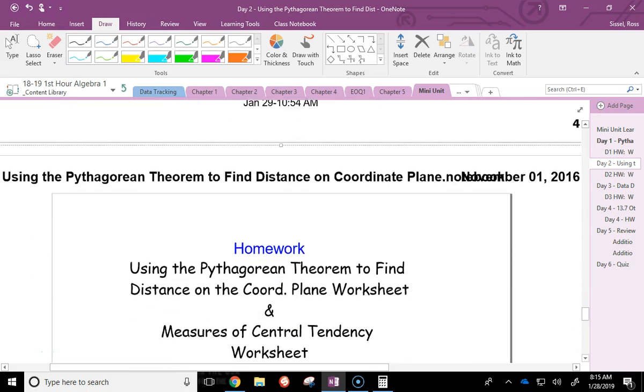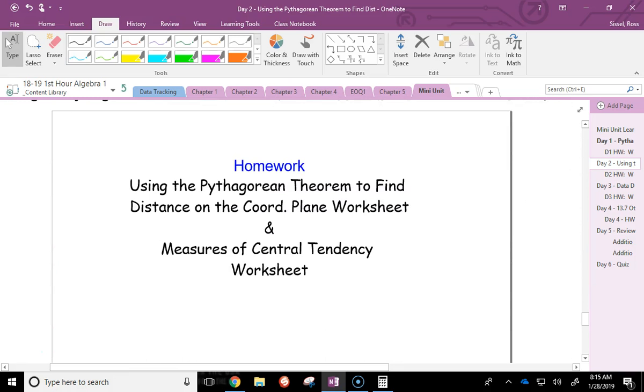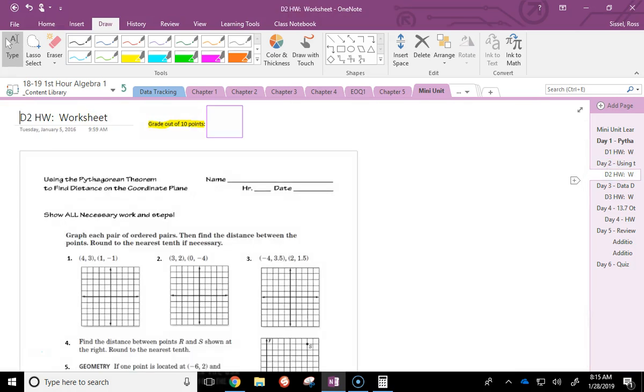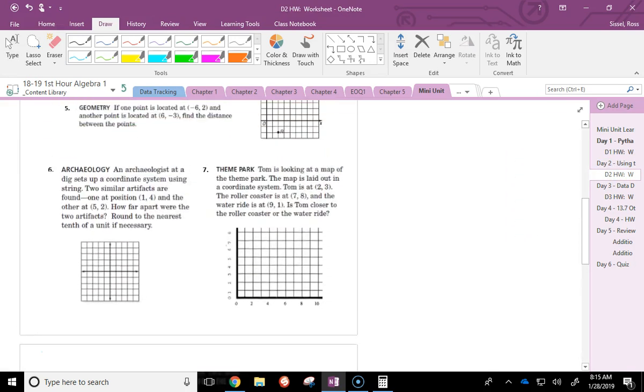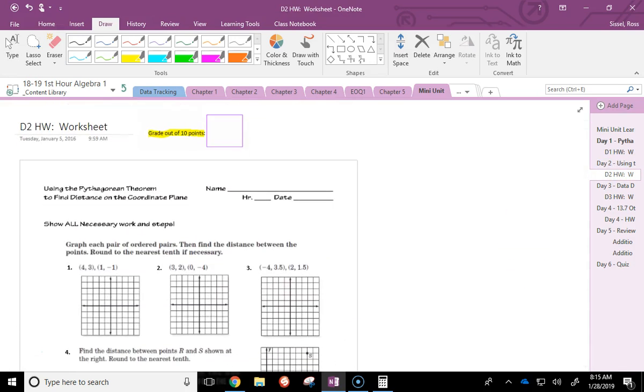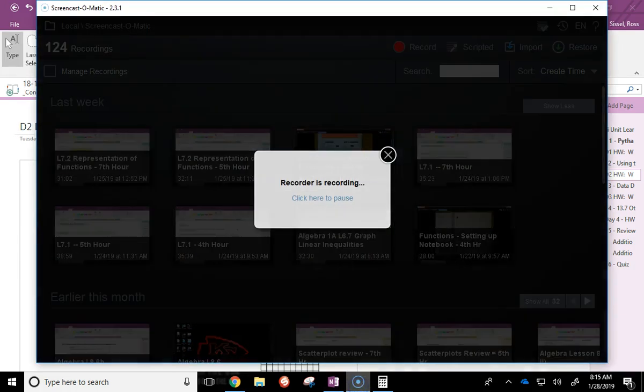Your homework for tomorrow: use the Pythagorean theorem to find the distance on a coordinate plane worksheet and central tendency worksheet. So it is on OneNote. I also have the copies. It's front back. Yeah?